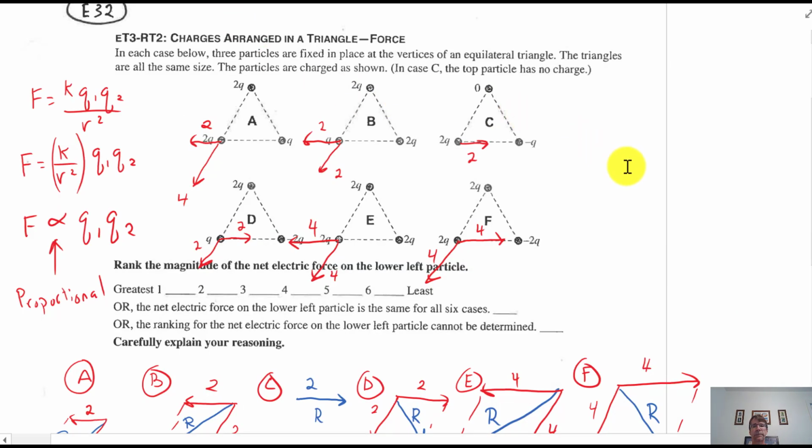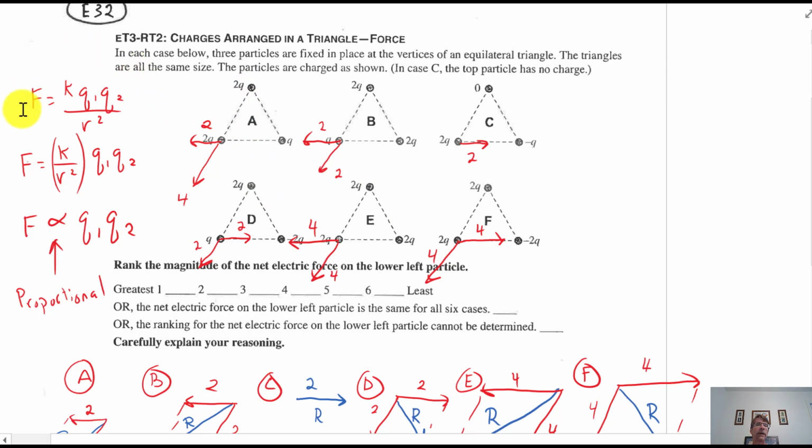E32. Okay, you're trying to rank these by the net force on the lower left particle. Given this equilateral triangle configuration, all three charges are the same distance apart.